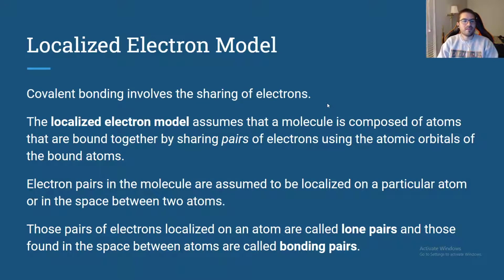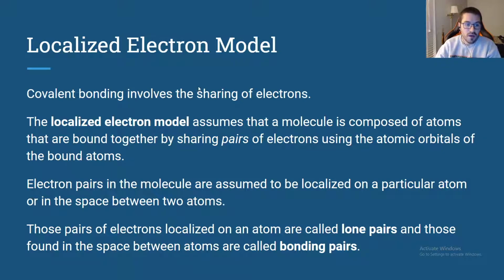Okay, so the localized electron model, I didn't even know that it was called this, okay, so I don't think it's important that you know the name of this, but you do need to know what it says, what it's about, okay? So, covalent bonding, in contrast to ionic bonding, involves the sharing of electrons, okay? Remember that ionic bonding involves the transfer or like the gain or loss of electrons, right, to form those ions, which are then attracted to each other. Covalent bonding is different, okay?